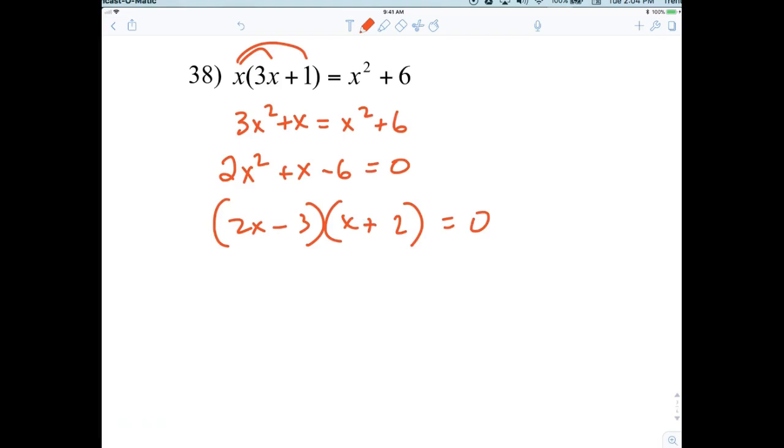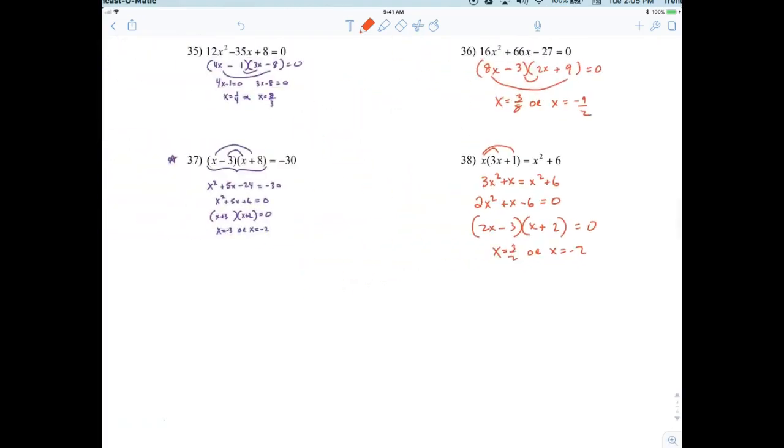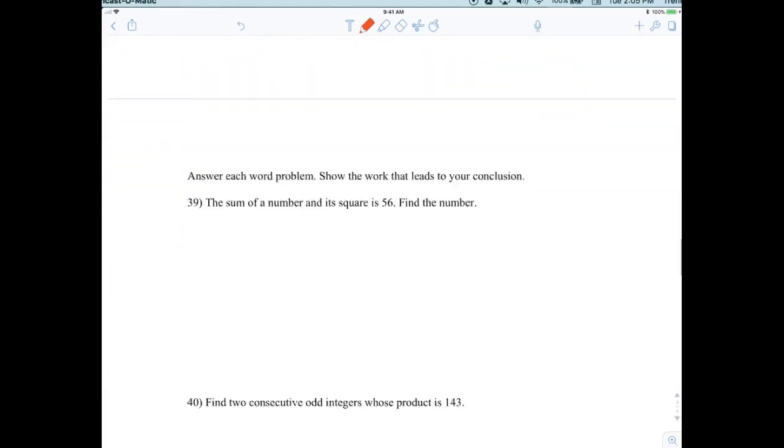It would be 2x minus 3 times x plus 2. Is everybody good with that? And so now you would just simply say x is equal to 3 halves or x equals negative 2. Now tomorrow we're going to knock out the word problems.